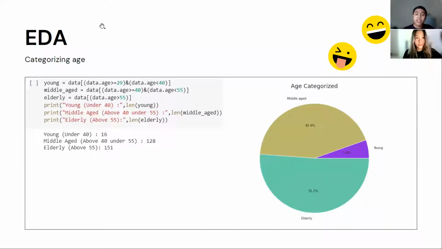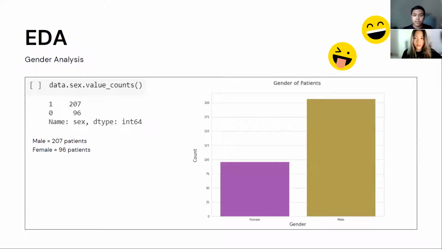Okay. Next, we categorize the data into groups of young patients that are under 40 years old, middle-aged patients that are above 40 years old but under 55 years old, and elderly patients that are above 55 years old. We have found that middle-aged and elderly patients dominate the age demographic. Okay. Next slide.